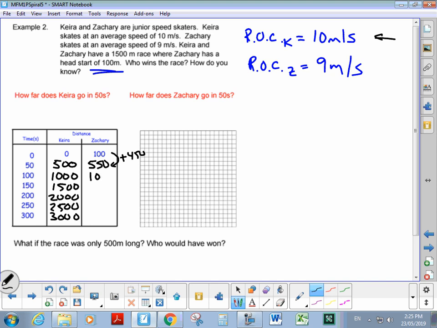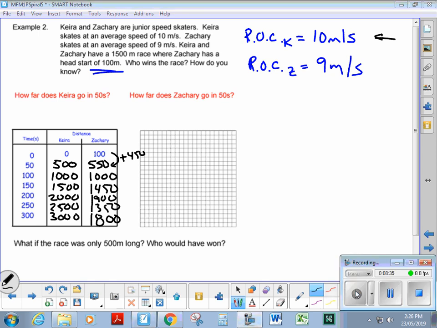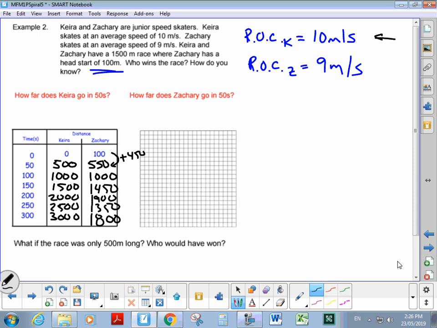So 1,000, 1,450. What do we got next? 1,900. Won't be 1,450, it'll be 1,350, and then 1,800. All right, so assuming I did the other side properly, and I don't see an error, so let's assume I didn't make one.